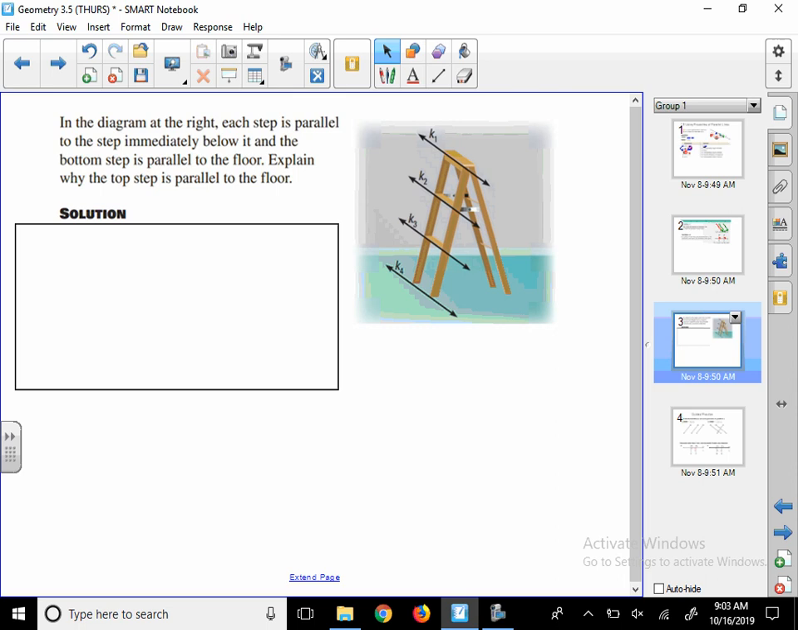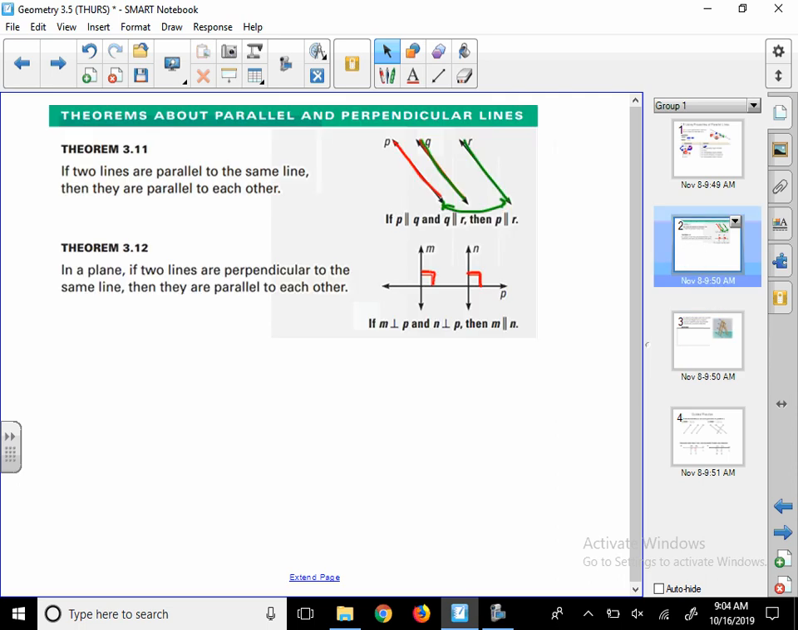Okay, so in the diagram on the right, each step is parallel to the step immediately below it, and the bottom step is parallel to the floor. We need to explain why the top step is parallel to the floor. So basically, showing what this Theorem 311 says here.